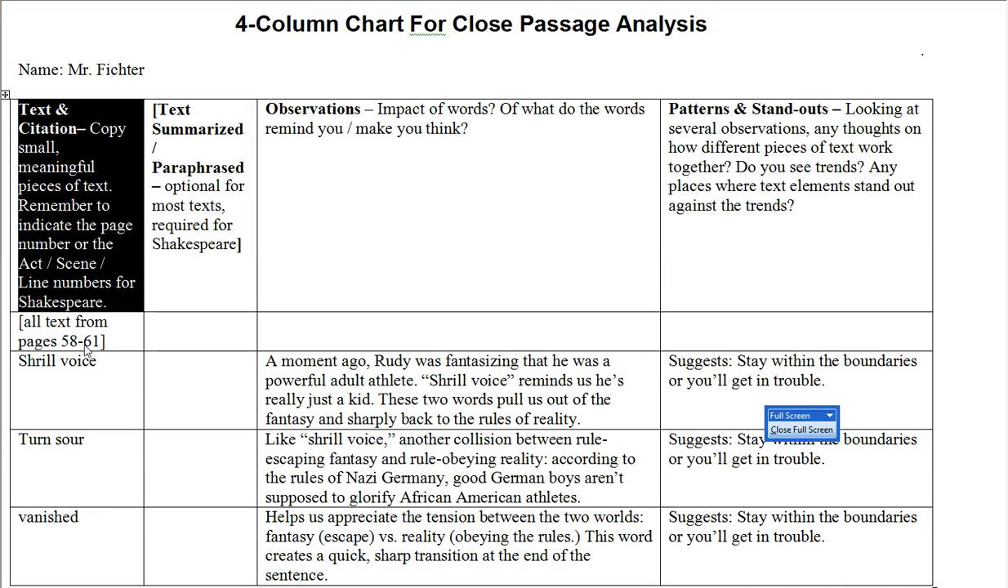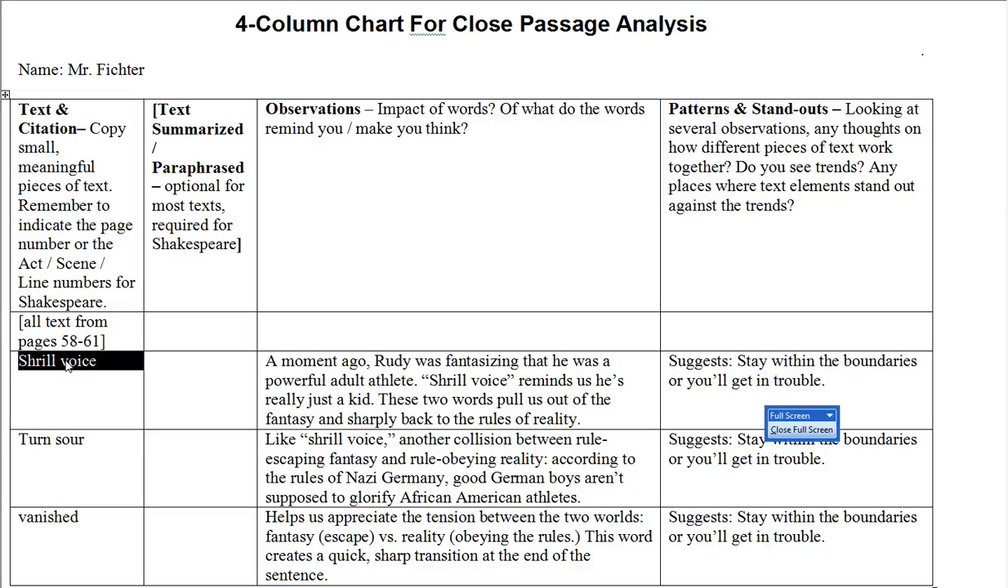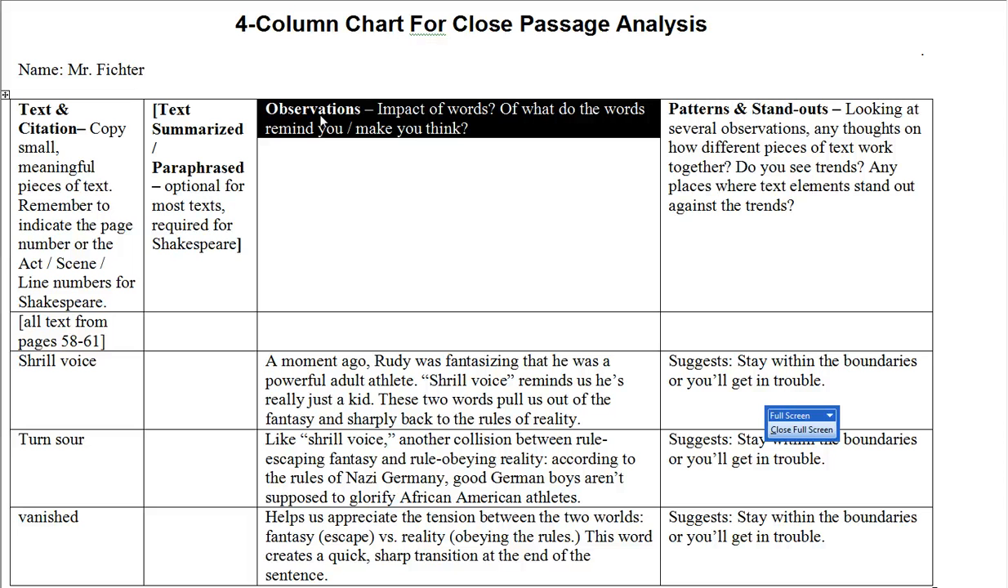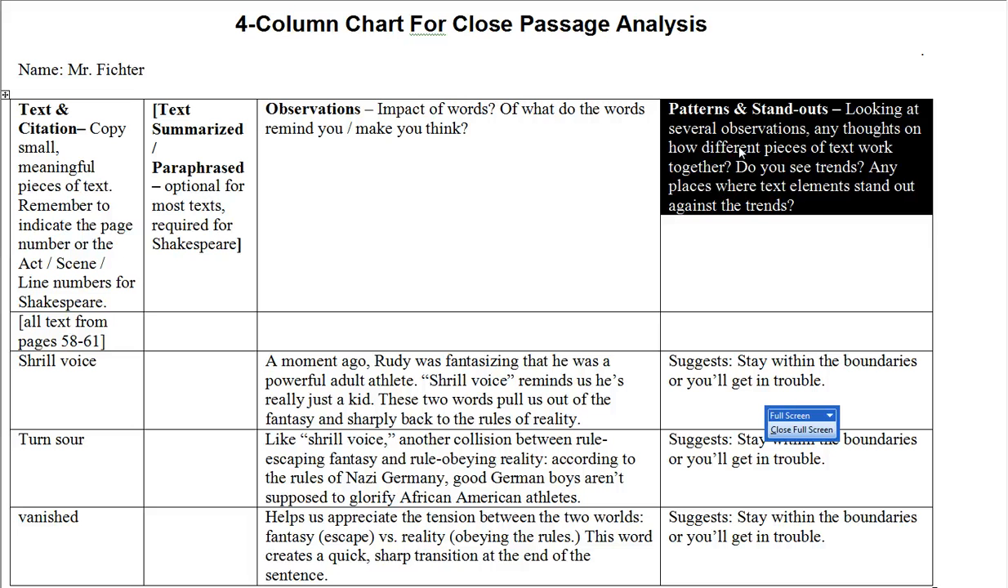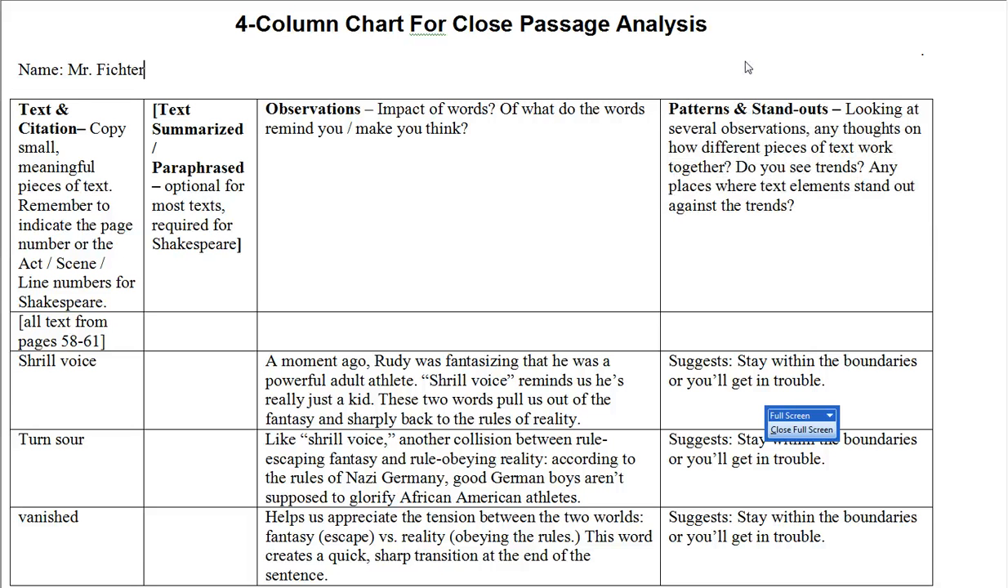I've put in the text, the words that I annotated. Shrill voice was one word that I marked, and I've put in my observations. So I've already started to think about the connotations and what the words make me think of. Now here's the hard part. I have to start recognizing patterns. Now it's important, I have not even thought about patterns up until this point. I've just noticed words that are important and started to observe them. But now that I have some of the words on the chart, I'm going to see, do they have anything to do with each other?